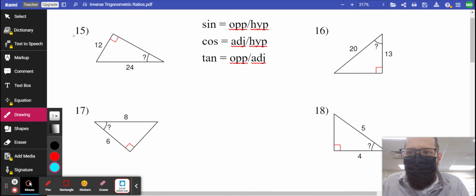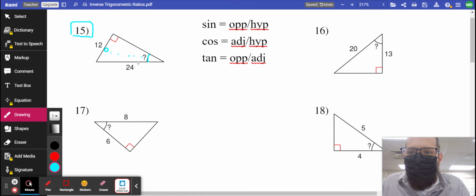So in question number 15, where we start, I'm looking to find the measurement of this angle. We're going to start by labeling the triangle, the opposite, adjacent, and hypotenuse. So if I look across, that finds the opposite side of the triangle. So I'll put an O there for opposite.